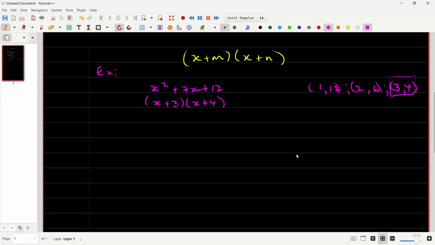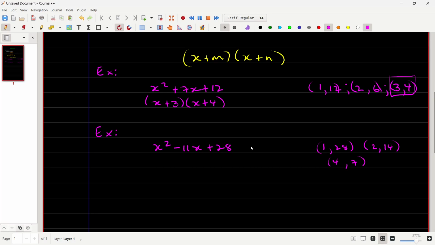Let's do another one that has a minus sign. Say, for example, you have x squared minus 11x plus 28. So we have to find the factors of positive 28. We have 1 times 28, that's one pair. Then we have 2 times 14, that's another pair. And then we have 4 times 7, that's another pair. Each one of them is going to give me 28.